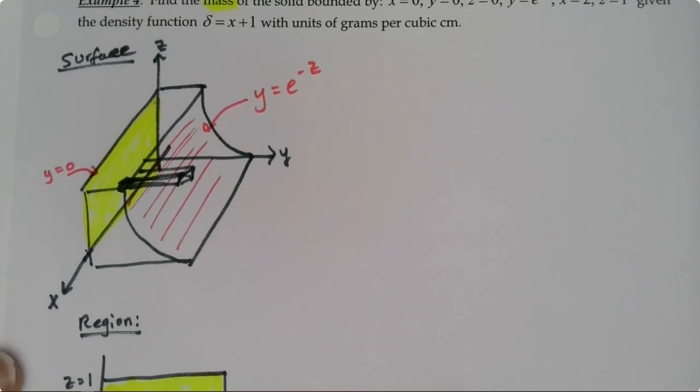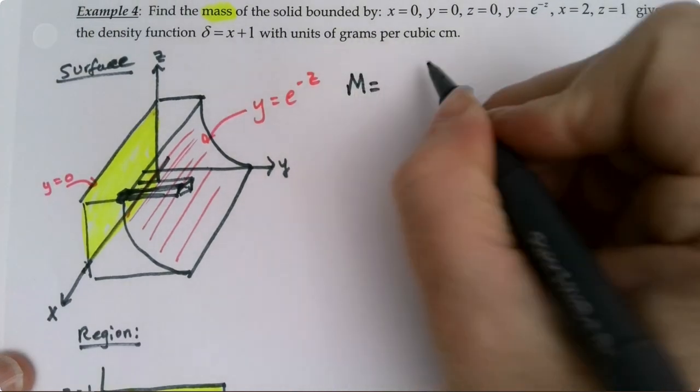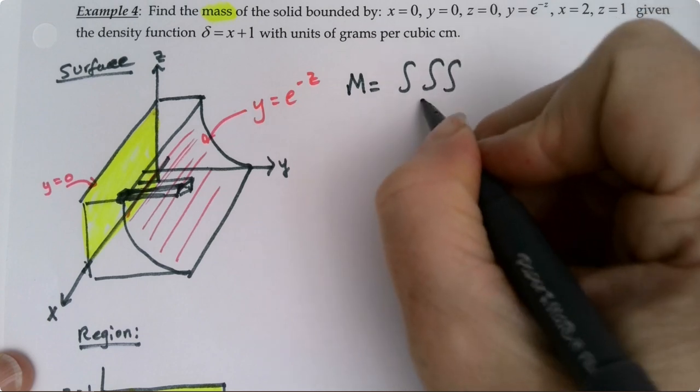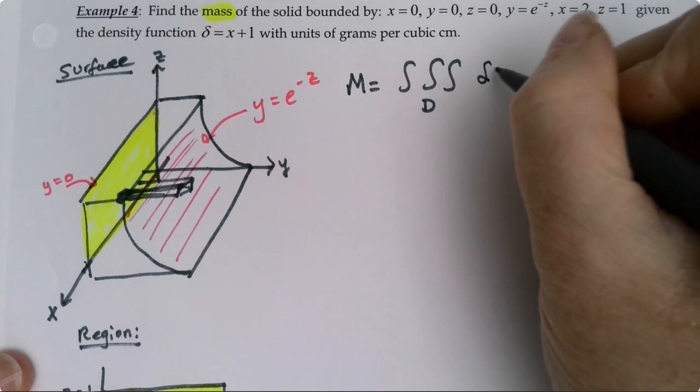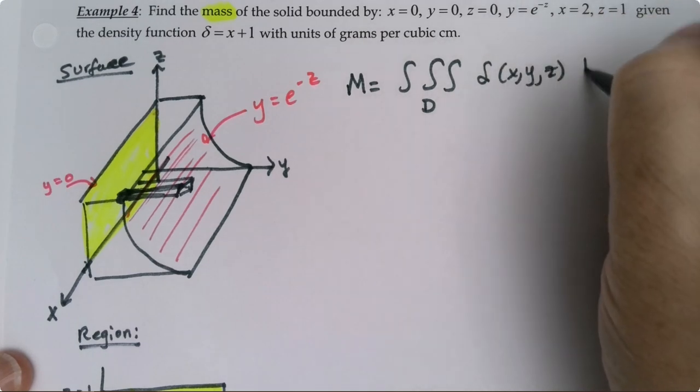Okay, so let's write our triple integral. So the mass is equal to the triple integral over the solid of the density function dV.